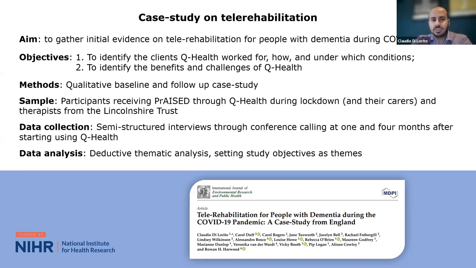The objectives were to identify those participants that QHealth worked for, how it worked and under which specific conditions, because as everybody said before, every person's different. So the experience of dementia and also tech savviness is so different. And the second objective was to also identify some of the benefits and, most importantly, the challenges of this system.